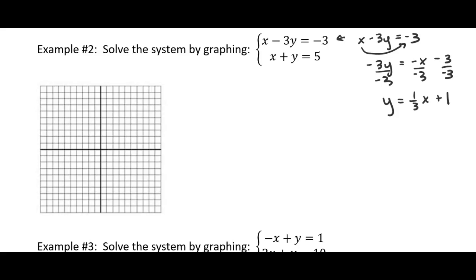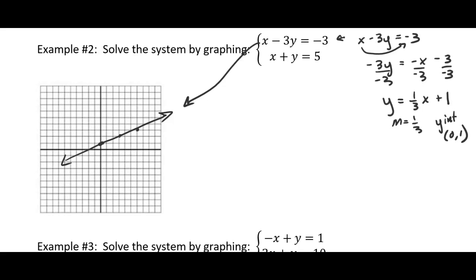Now that line I can graph. So I put the y, it's got a slope of 1/3 and a y-intercept at 0, 1. 0, 1, and then I'm going to count up 1 and over 3, up 1 and over 3, and I can graph that line. That equation is represented by that line. Those are all the ordered pairs that make that equation true.